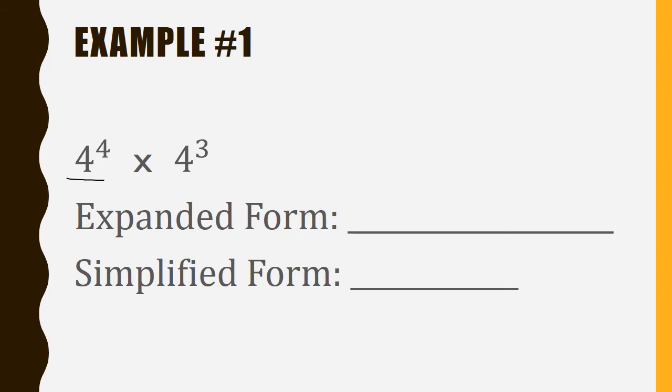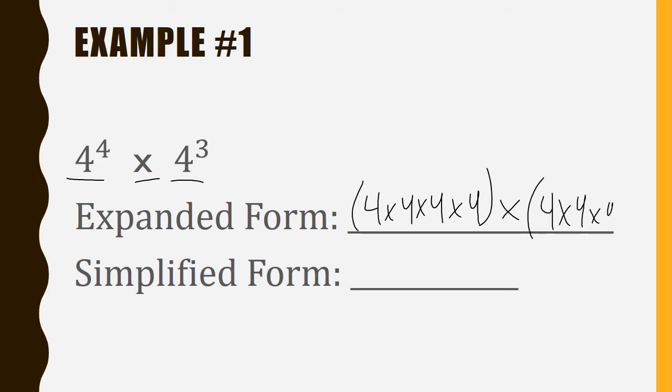First, I'm going to rewrite 4 to the fourth power, which is 4 times 4 times 4 times 4. And we're multiplying that with 4 to the third power, which is 4 times 4 times 4. Now that we have it expanded, it will be very easy to count up how many total we have.